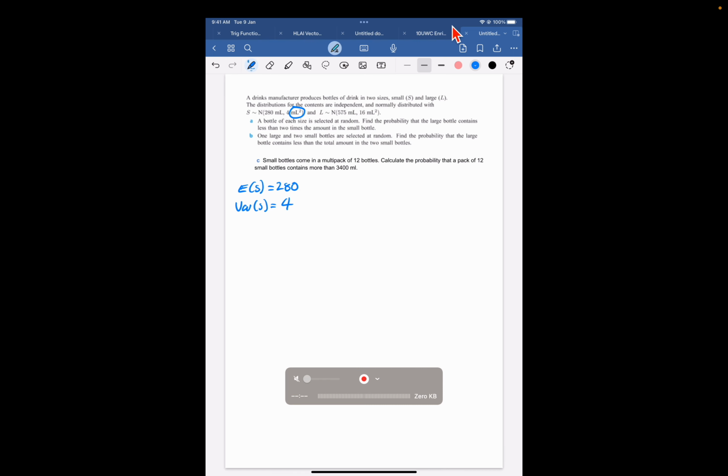The parameters in there are usually the mean and variance. Then the expected value of the large is 575, and the variance of the large is equal to 16. So that's pretty good. What that means is we don't have to distract our brains by referring back to this section. We can concentrate all our energy and brain power on the questions, and we'll just refer to our notes on this little section here. So let's go ahead and look at part A.